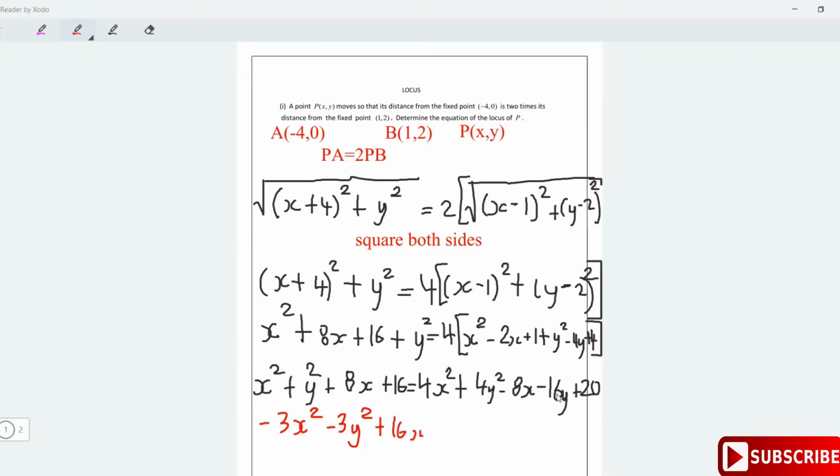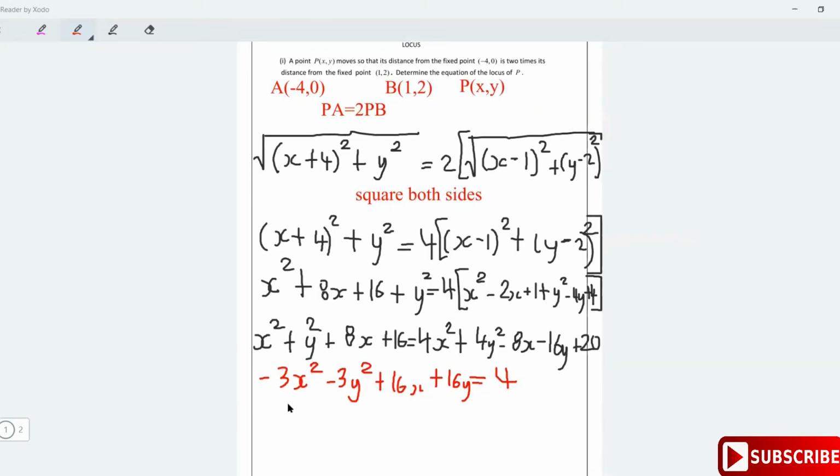Then I'm going to bring over the minus 16y over here to get plus 16y. Then I'm going to bring over the 16 over here instead. All right, so bring the 16 over here, so I get equal to 20 minus 16 is 4. So now after I get that, what I'm going to do is divide through by negative 3.